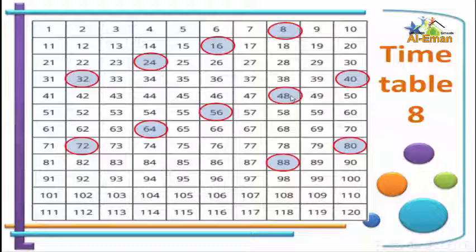8 times 6 equal 48. 8 times 7 equal 56. 8 times 8 equal 64. 8 times 9 equal 72. 8 times 10 equal 80.